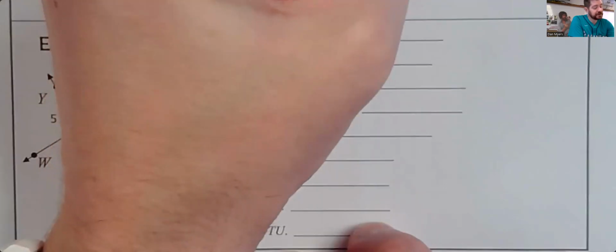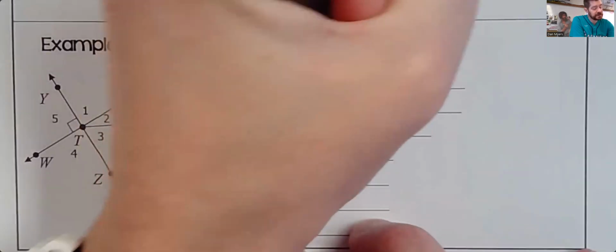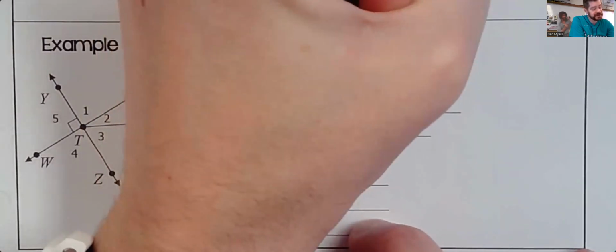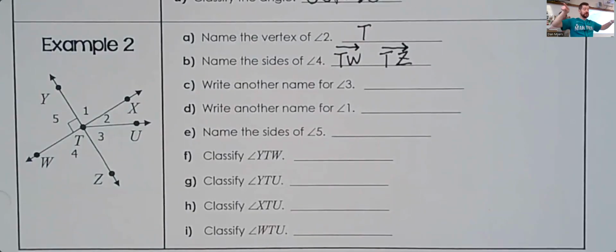So you got TW with the arrow above the W, and then TZ with the arrow above the Z, because the endpoint for both of those is T, and it goes through W on one side and through Z on the other, so those ones have to have the arrows above it. So ray TW, ray TZ.